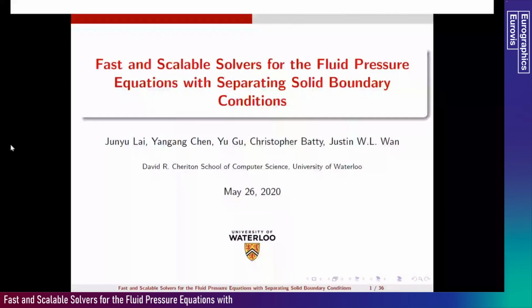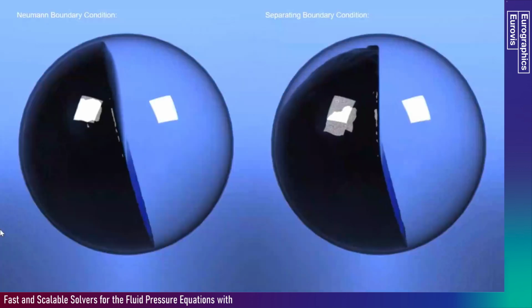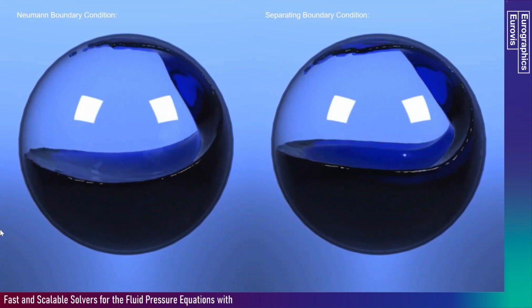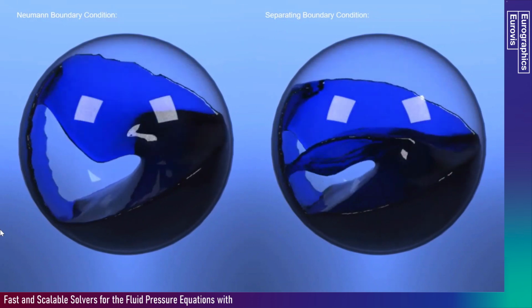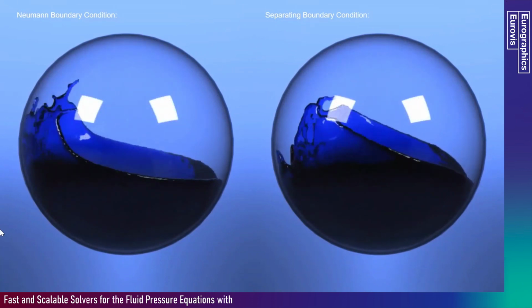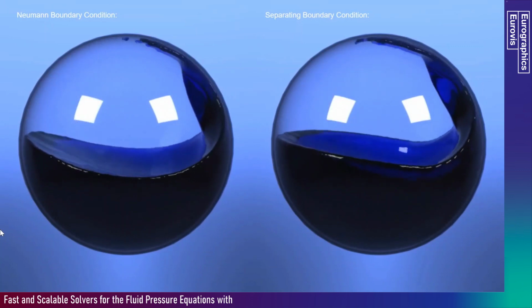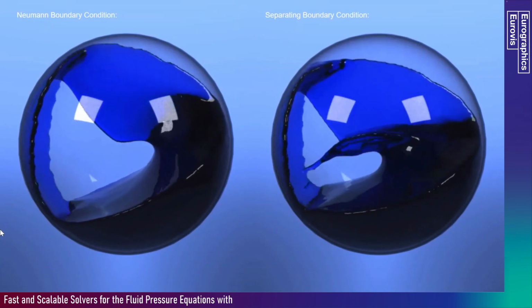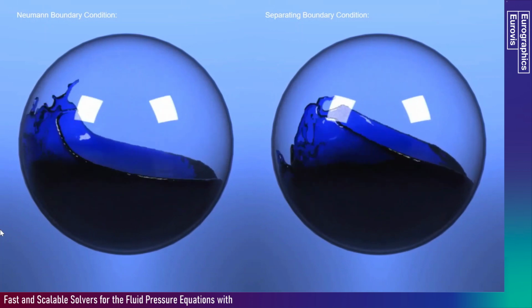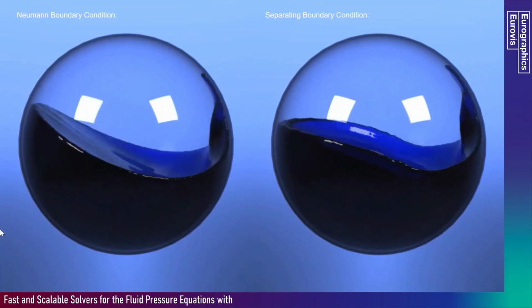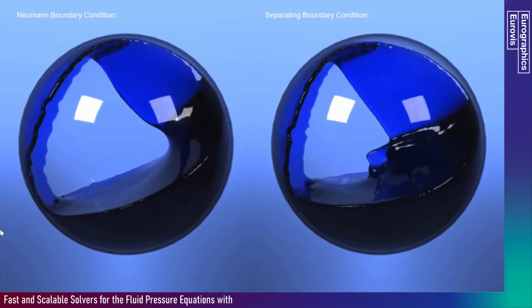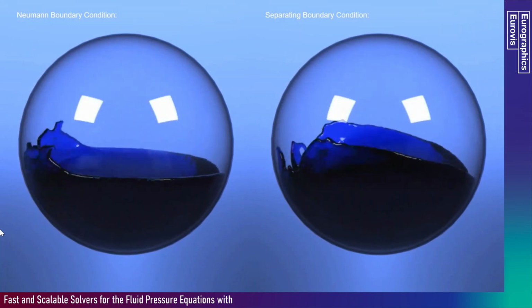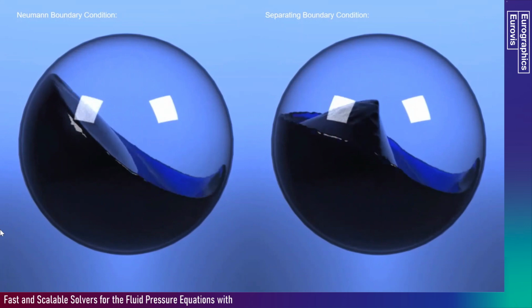In this presentation, I will talk about fast and scalable solvers for pressure equations with separating solid boundary conditions. Firstly, I will describe the background of fluid simulation and explain why separating solid boundary conditions is necessary. As we can see from this video, the simulation on the right uses the separating solid boundary conditions, and the fluid does not stick to the boundary.